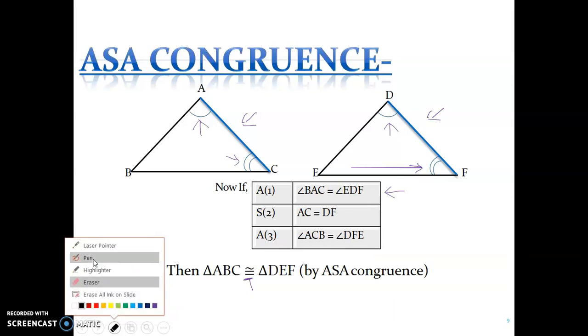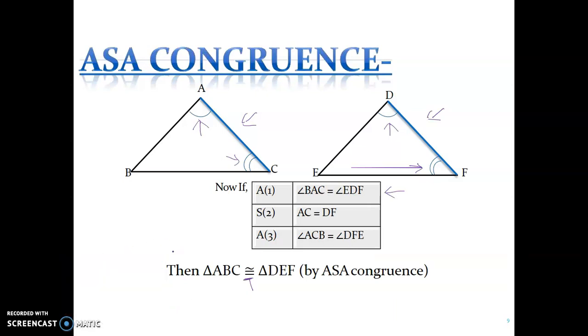In this way we will use different types of congruence depending on what is given in the questions. Students, as I have repeated, I am repeating again. Don't just simply watch this video. Sit with your registers and your pen, note down what I have explained, draw the figures, understand this carefully and watch this video twice.